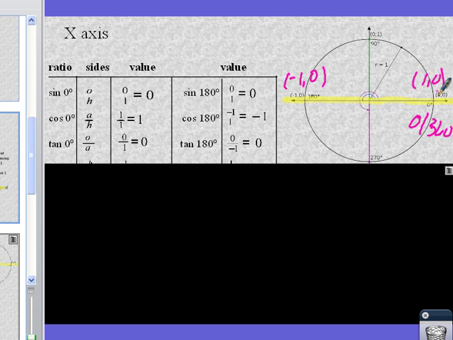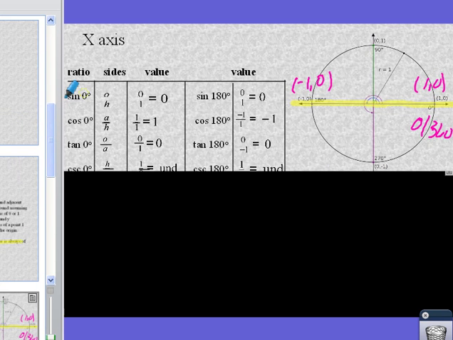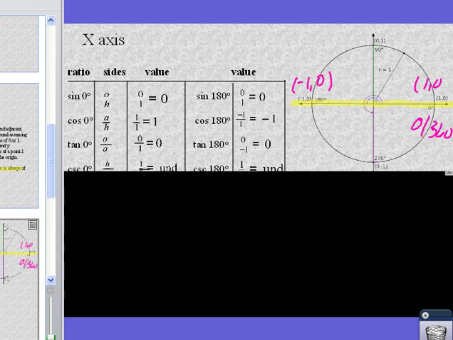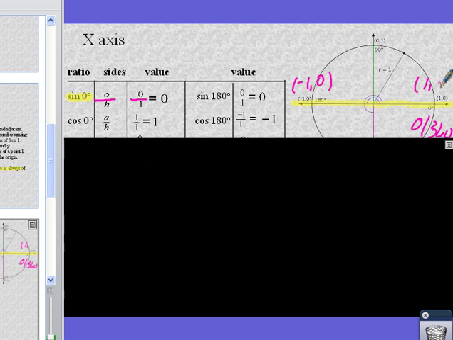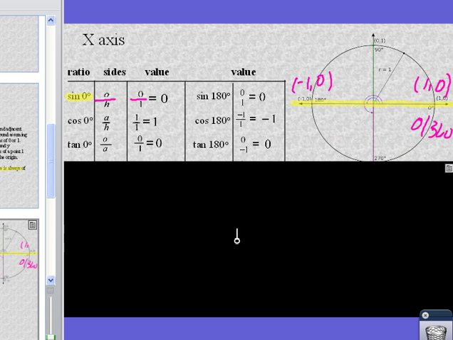And then 180. So SOHCAHTOA, if we look at the sine of 0, it's opposite over hypotenuse, which in this case our opposite is the y coordinate, which is 0, and our hypotenuse is going to be 1. So it's going to be 0 over 1, or 0.